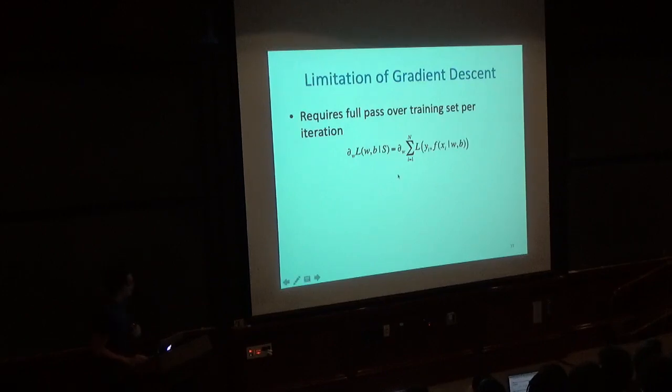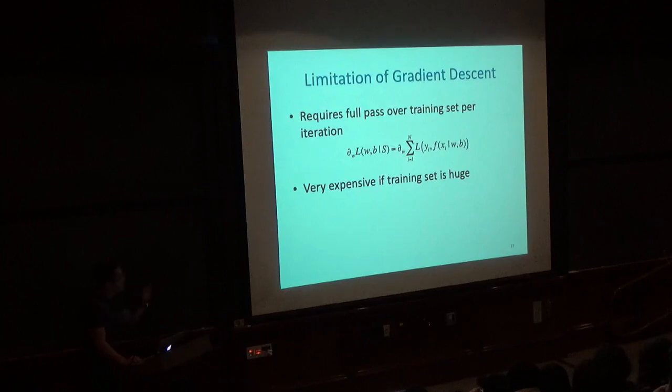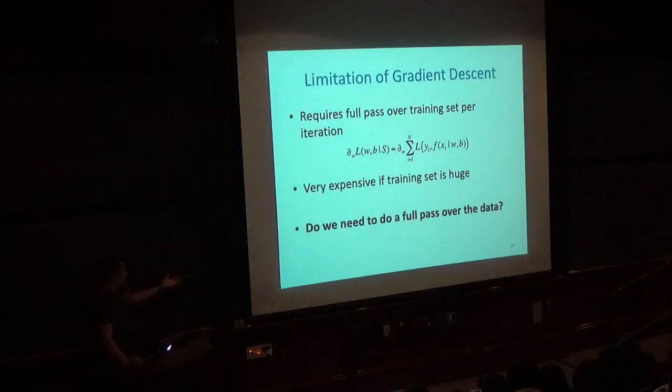In other words, I have to do this summation, right? Because it's a for loop over my training examples. And if capital N is huge, this is quite slow, especially if your step size is really small. So very expensive if the training set is huge, which it typically is in practice. So the obvious question we can ask is, well, do we actually need to do a full pass over the training data?